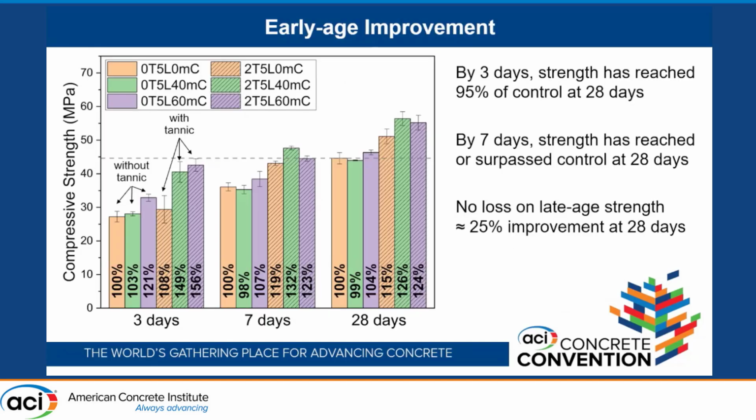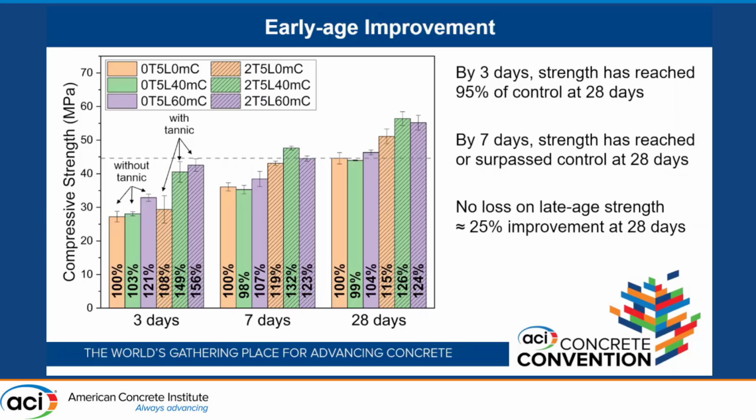So, looking at the compressive strength over time, once again, you can see the shaded bars represent mixes with tannic acid, while the non-shaded bars represent mixes without tannic acid. We look at, going from left to right, 0 minutes, 40 minutes, and 60 minutes, depending on the color of the bar. And you can see, looking at the 3-day mark with carbonated tannic acid mixes, the strength is nearly as much as the control strength at 28 days.